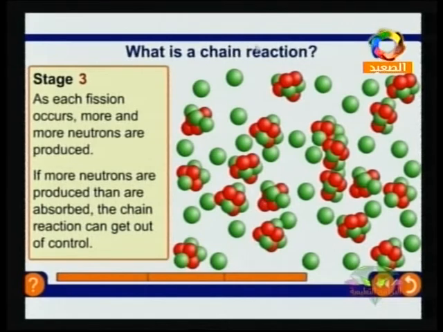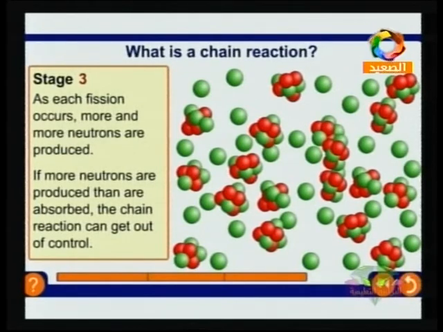Yes, this is nuclear energy, the product of nuclear energy inside the atom. By what? By crashing or splitting this nucleus with one neutron. So as each fission occurs, more and more neutrons are produced. It's the stored energy inside the nucleus, and if more neutrons are produced than are absorbed, the chain reaction can get out of control. It's a very, very dangerous type of energy called nuclear energy.